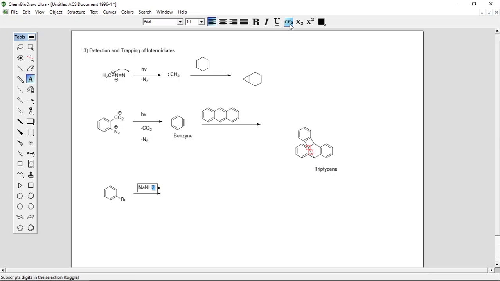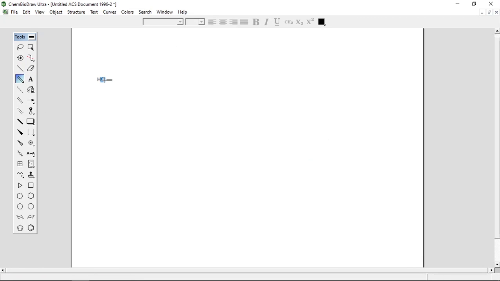NaNH2 is a strong base. It removes hydrogen. So CH2 can react with Br2.